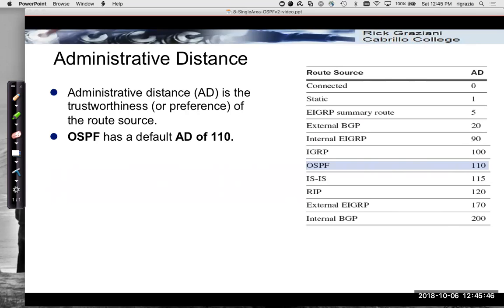Connected networks are 0, and nobody can have an administrative distance of 0 other than a directly connected network. Static routes default to 1, and then we have different routing protocols with different administrative distances. This is not by any means saying which is a better routing protocol. A lot of this has to do with how we redistribute between routing protocols, which is for another video.